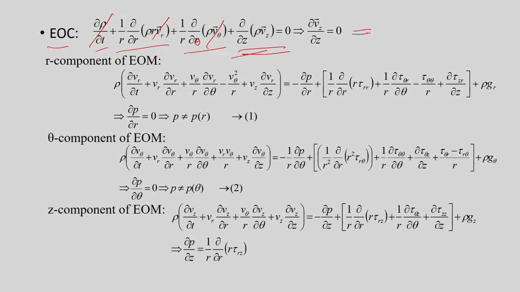So, what does it indicate? That the flow is not changing in the flow direction, which is nothing but the fully developed flow condition. So, from continuity we get the information that the flow is fully developed.